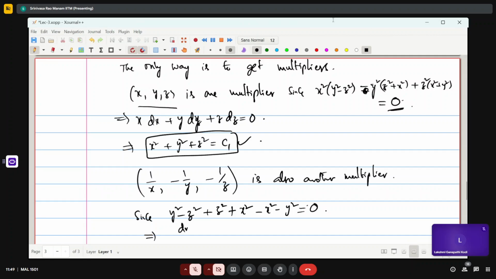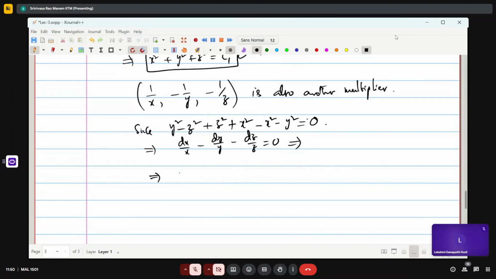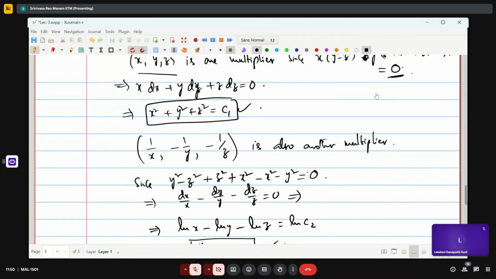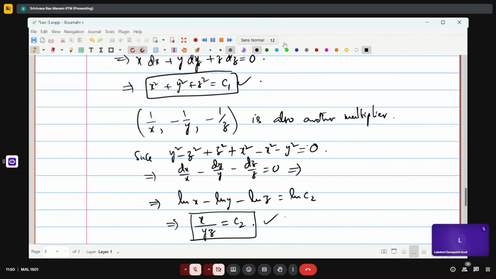So this implies dx by x minus dy by y minus dz by z equals 0. Now I can just integrate one by one. So ln x minus ln y minus ln z equals ln c2. So this is actually x divided by yz equals c2. This is your new surface. Whatever it may look like, obviously these two are different. These two surfaces cut each other. So that is actually the streamline.